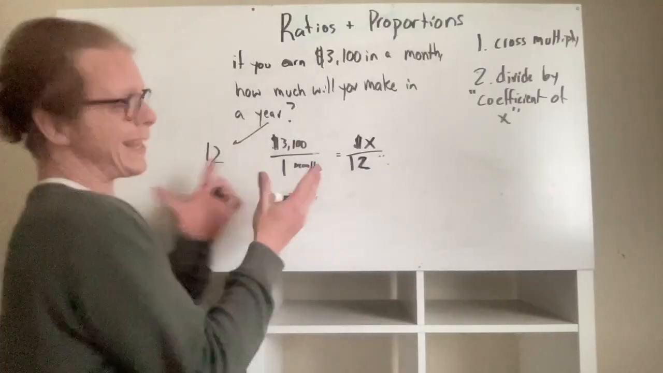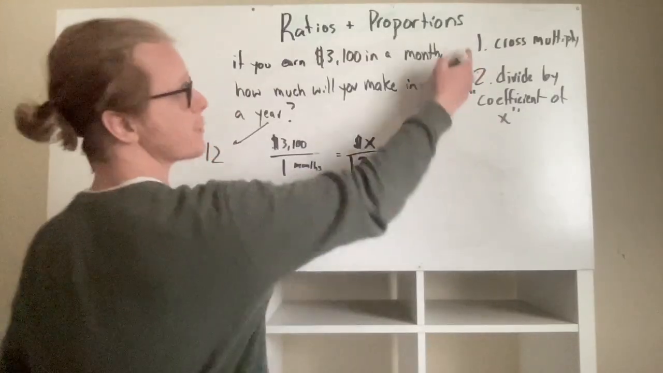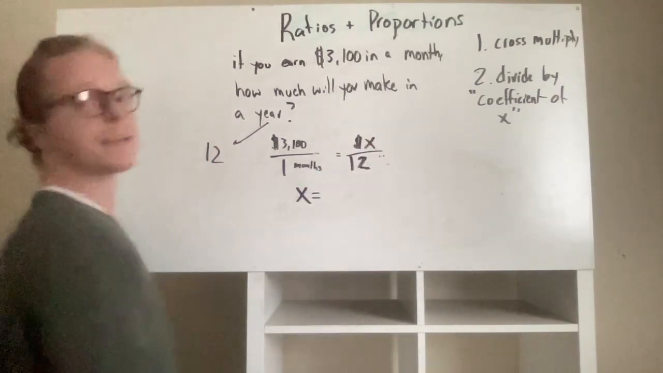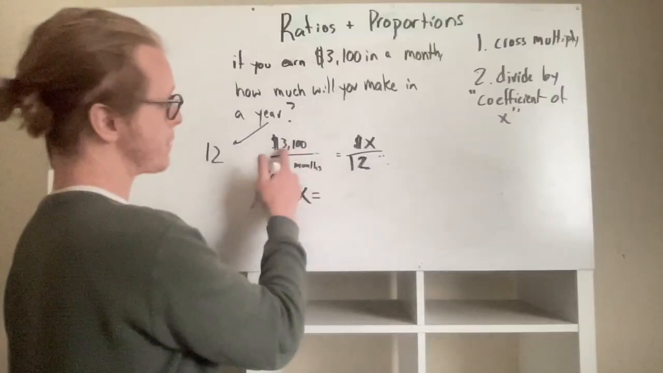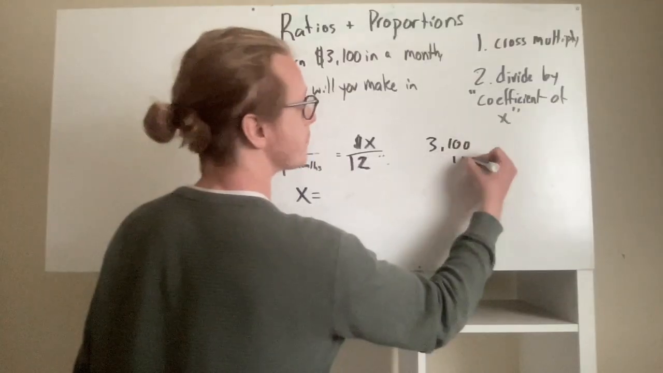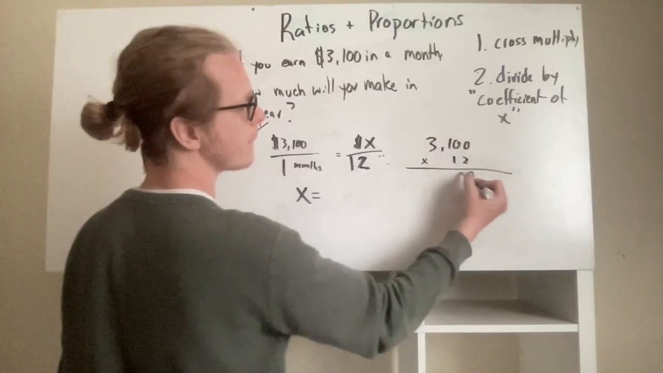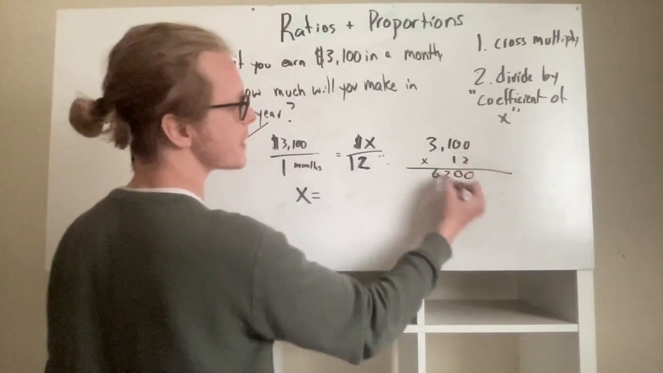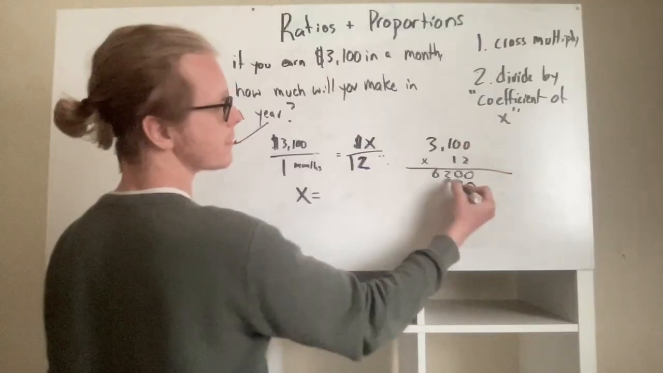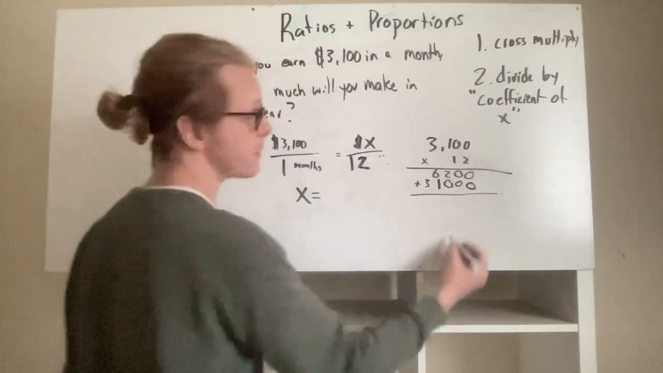So that's the hard part: make sure we set up the proportion properly. Once we've done that, follow these two steps. We need to cross multiply. Well, 1 times X just gives me X, so that's nice. And then 3,100 times 12. Again, we could use a calculator, but let's review our multiplication. 2 times 0 is 0, 0, 2, 6. I'm now multiplying by 10, so I'm adding the 0 here first. 0, 0, 1, 3. Let's add up our partial products.